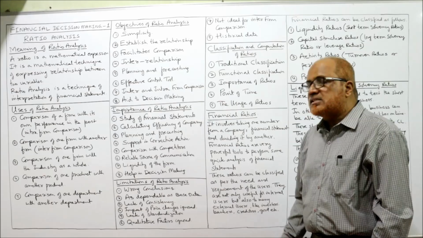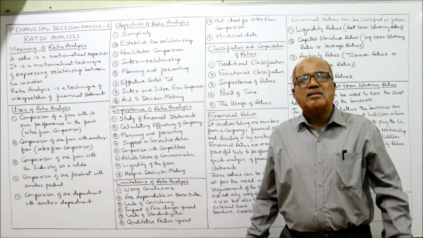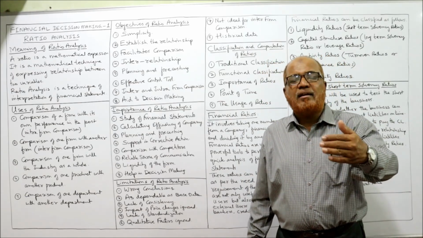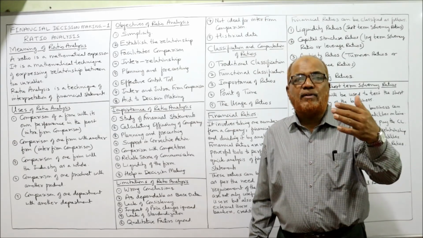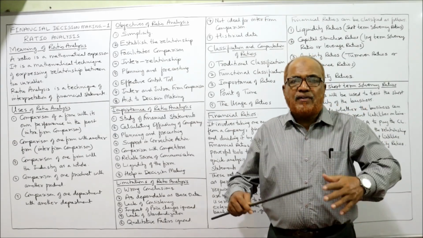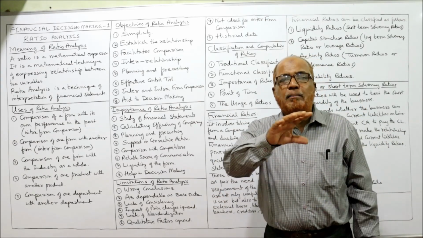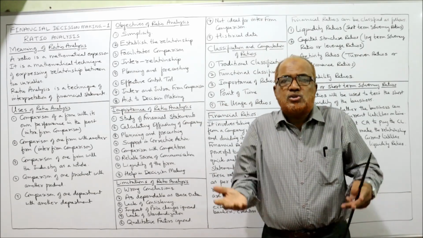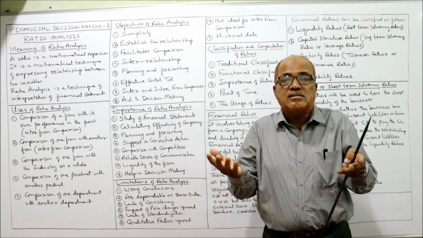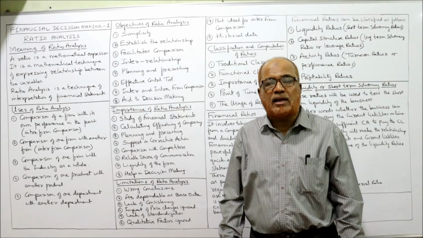Then, lack of consistency. There is no consistency because different ratios are calculated by different methods. Different authors suggest different methods of calculating the ratios. There is no consistency. That is one of the drawbacks, limitations of ratio analysis.